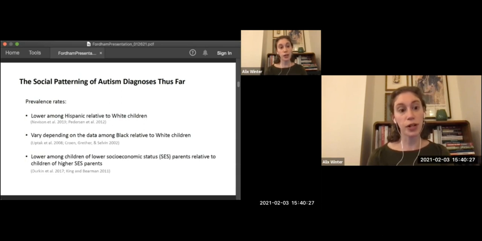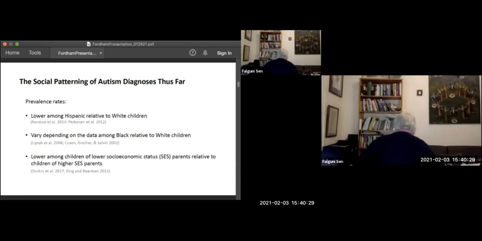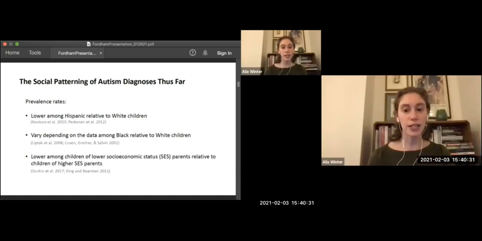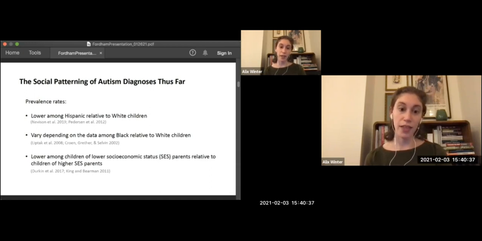So, for example, in 2006, the American Academy of Pediatrics recommended universal screening for autism during 18-month well child visits. If this recommendation were to be fully implemented, it would make parents' access to knowledge about autism much less important for securing a diagnosis. So, has the social patterning of autism diagnosis changed since the mid-2000s birth cohorts?